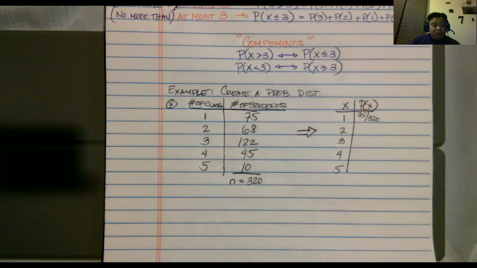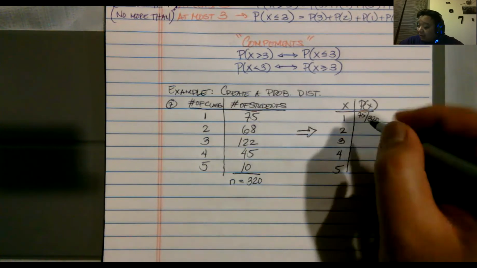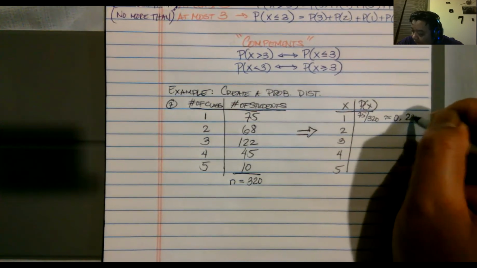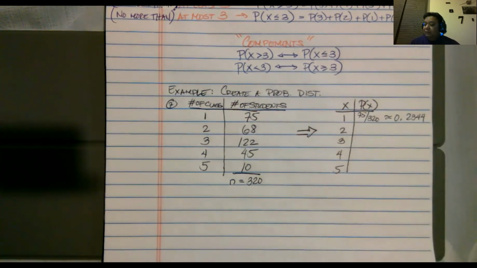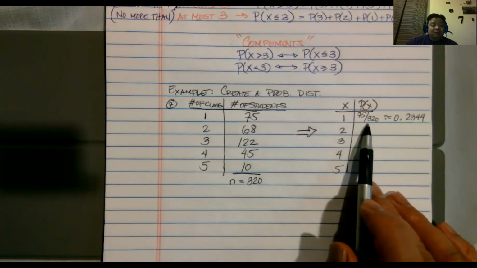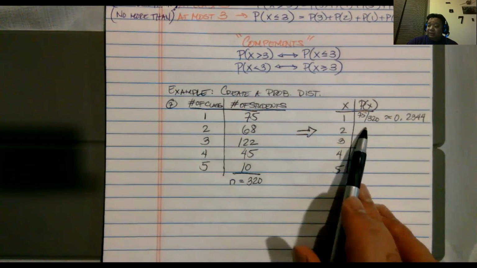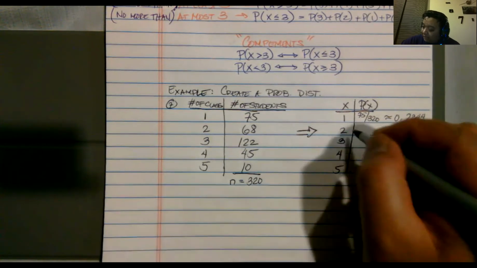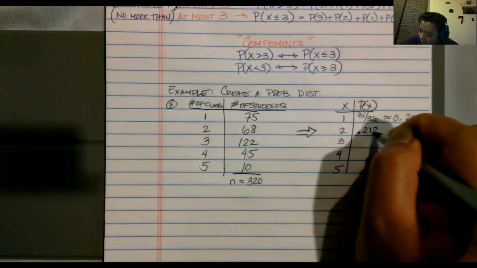And remember, I told you to always round to 4 decimals. And again, that would be clear on why in the next chapter. But for now, this would be 0.2344. Okay. Now, you don't really have to do this or show this for everyone. You can just simply do it and write the decimal. So for example, 68 divided by 320, and that would be 0.2125.